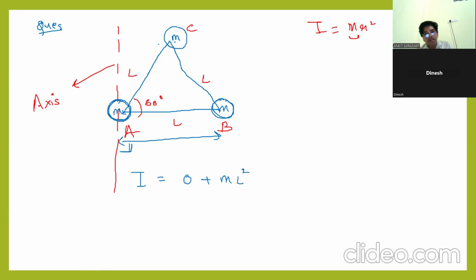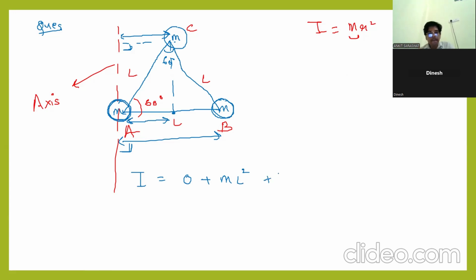For this mass, the perpendicular distance will be this. How to find this? This angle is 60. This is the length now. It will be L cos 60.